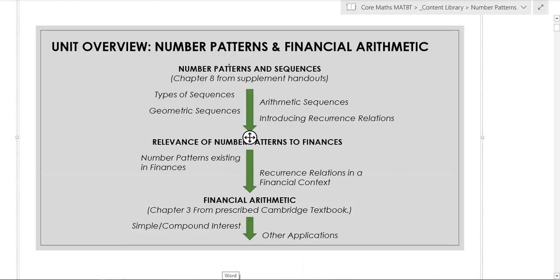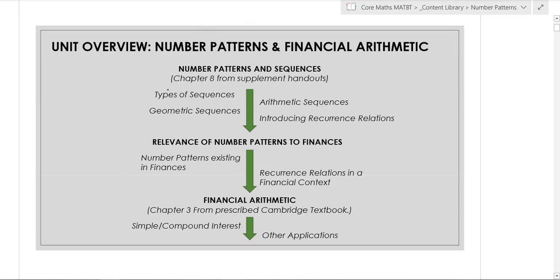Alright, students, welcome to your first lesson of our new topic called number patterns and financial arithmetic. Before we get into this topic, I'd like to give you an introduction to what this will entail. This will be a topic that isn't in your textbooks necessarily, so most of the work that we give you will be given to you via worksheets and other books.